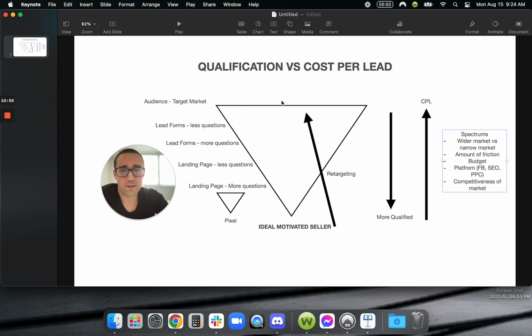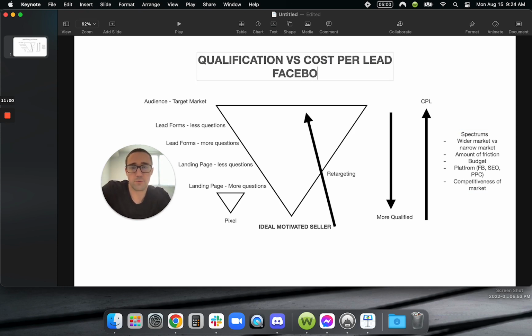So this in particular is for Facebook. And I think we have a pretty good process here. This is what I use with my clients. Another question I often get is, how long does it take to get this whole thing going? From maybe a lower cost per lead but less qualified, how long does it take to go all the way down to starting to get these better, more ideal motivated sellers?